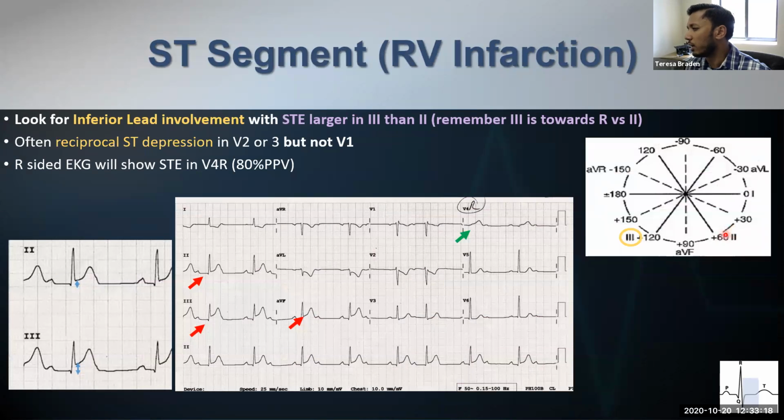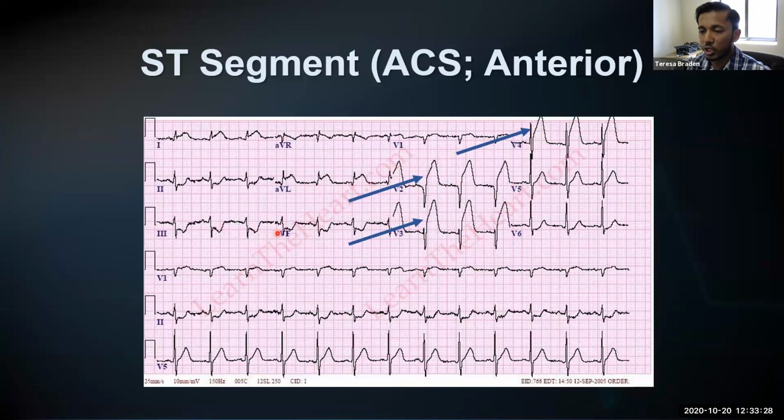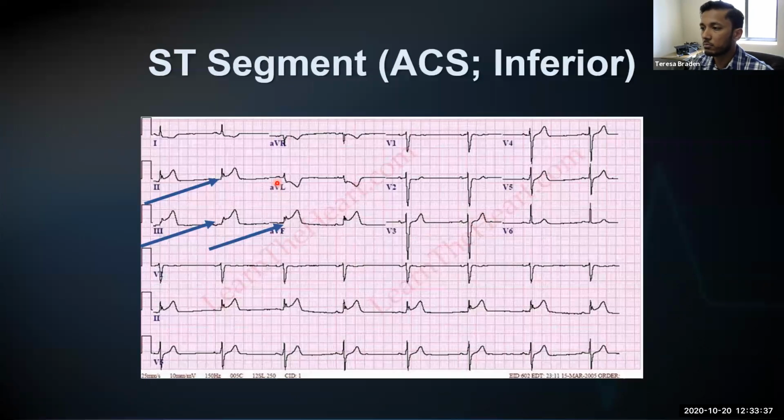So we talked about V3, but we can't really use that too much for this pattern because we didn't have AVL or 2-3 AVF involvement. But we saw that there were at least some reciprocal changes going on, whether it's in V6 or in 2-3 AVF. If this was a pericarditis picture, we're not going to see any of those reciprocal changes in these other leads.